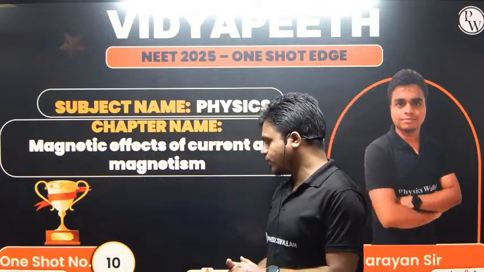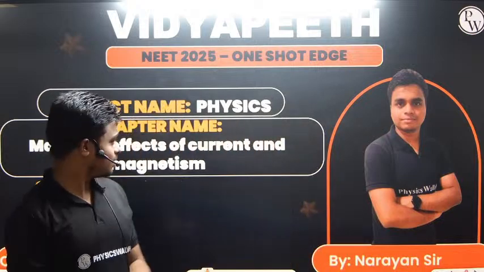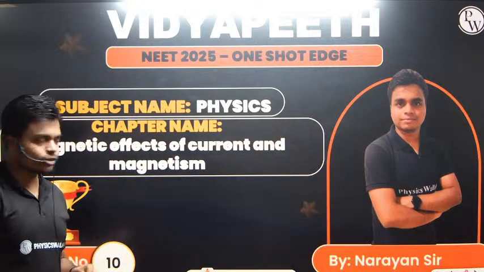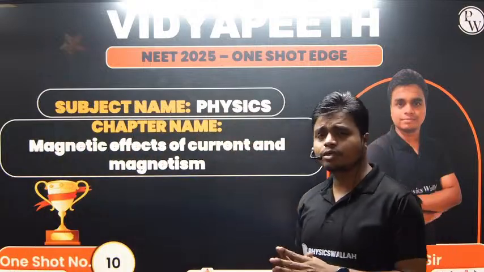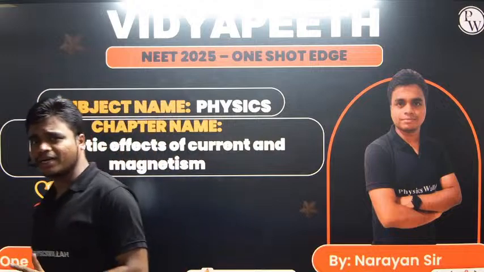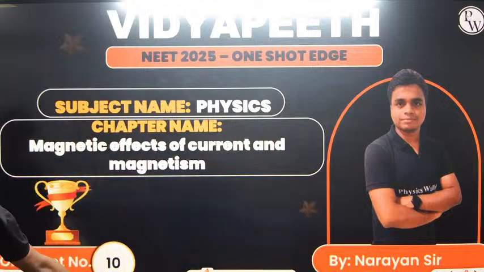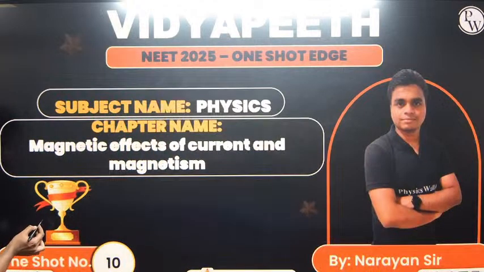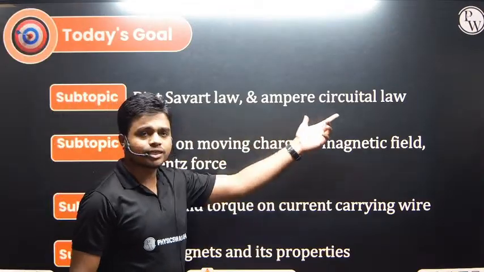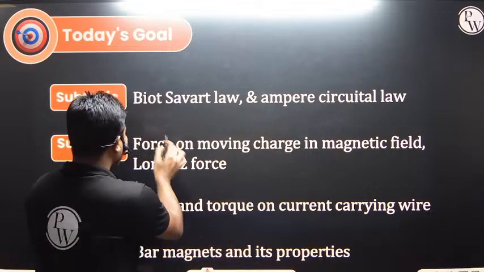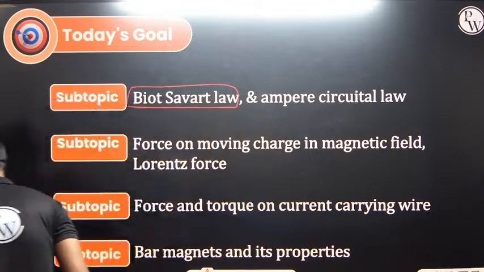Today we are going to discuss one shot number 10, and the topic is the magnetic effect of current and magnetism. Yesterday we discussed current electricity. Today we'll be covering the topics from moving charges and magnetism. The first topics are Biot-Savart law and Ampere's circuital law. That is the core topic from this magnetism.